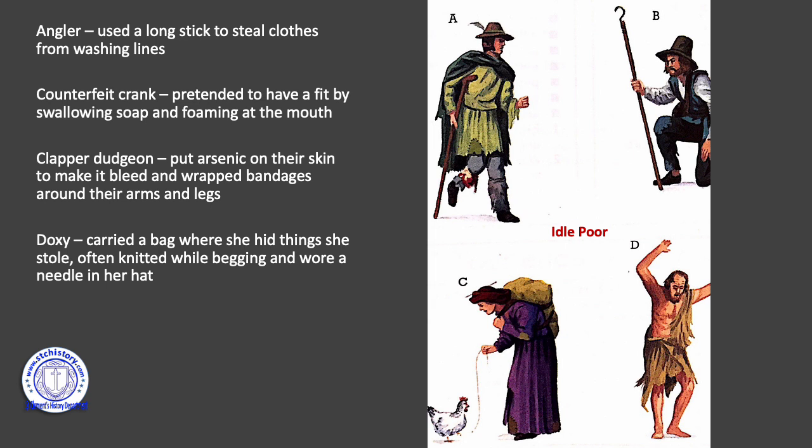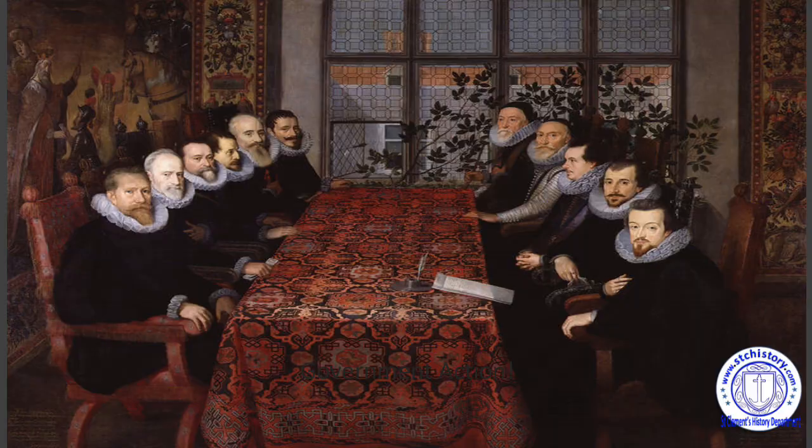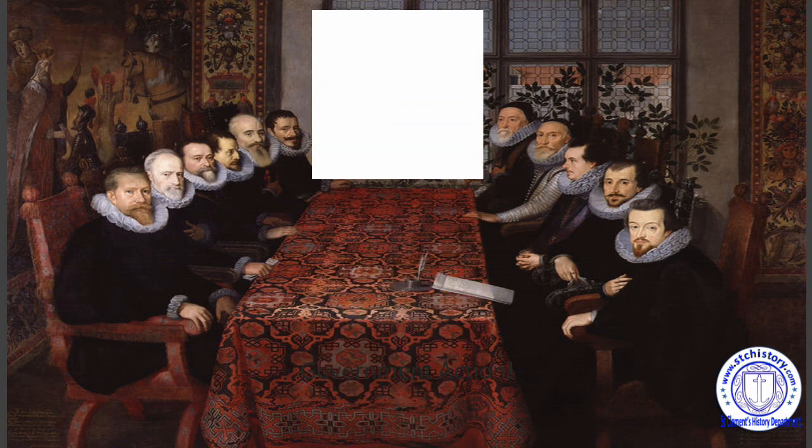And a doxy would carry a bag where she hid things that she'd stolen, often knitted whilst begging, and she wears a needle in her hat. So this bag is basically just full of things that she's nicked. So they're just 4 examples. There are hundreds of examples of crime, just like there is today. But this is just a little fun fact page for you. Okay, so let's think about the laws that this government is going to pass.